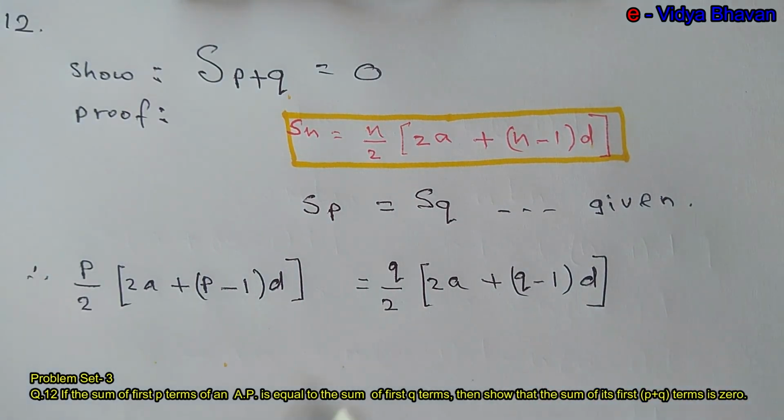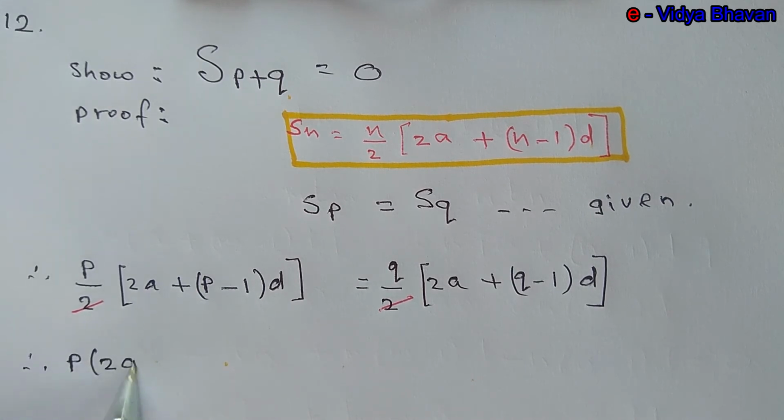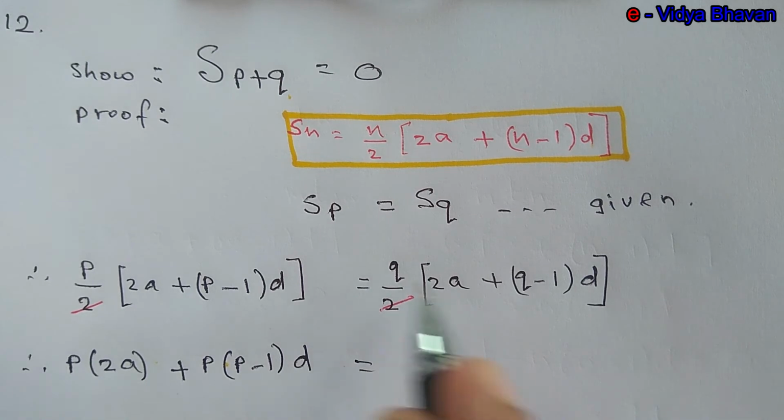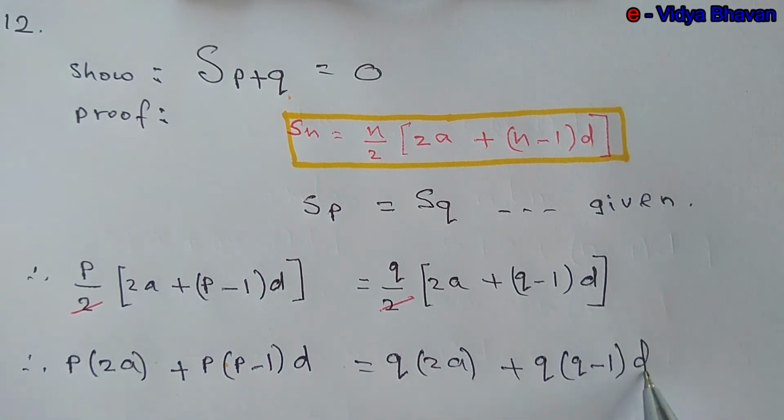Now, let us cancel this 2. Once we have cancelled, let's open the bracket. P into 2A plus P into this term. So P into P plus 1, P minus 1 into D. Q into 2A plus Q into this term.